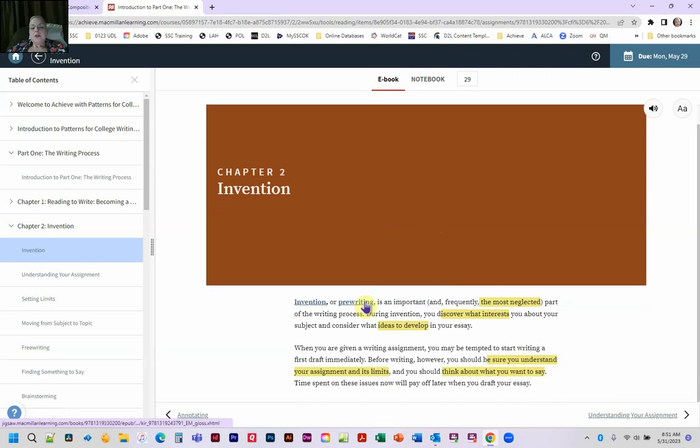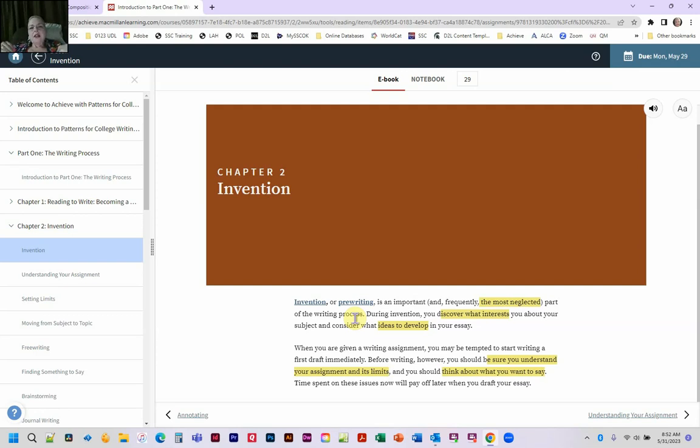So invention, sometimes called pre-writing, is that place at the beginning where we're trying to be inspired, right? We're coming up with ideas to write about. And sometimes when we get a writing prompt, we may have an idea right off the bat. That doesn't mean, though, that we should skip the invention process, because sometimes we might have an idea, but we need to refine it. We need to get as many thoughts about that idea on paper. Also, sometimes we have an idea, but once we start really thinking about it, we may find that that idea doesn't really suit the assignment the way we thought it would.